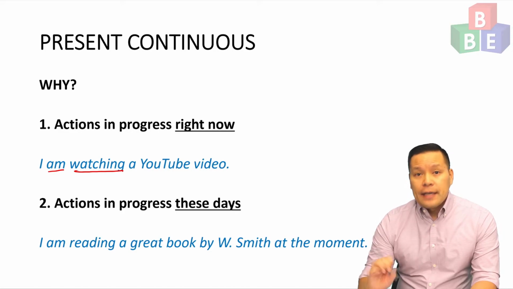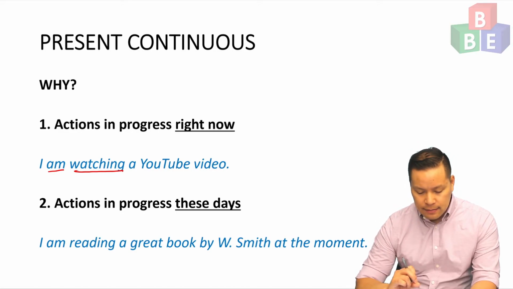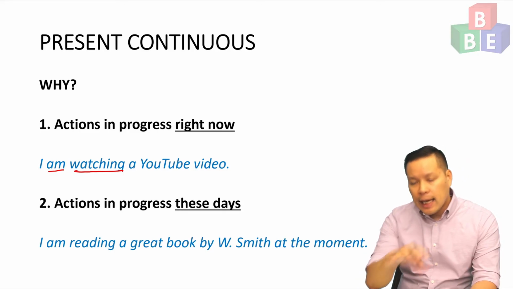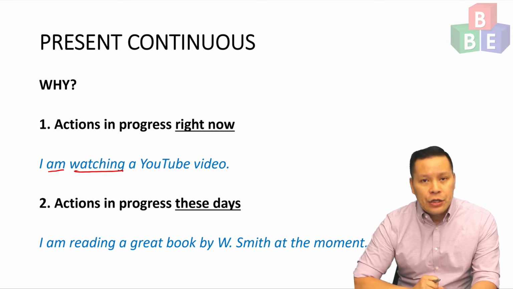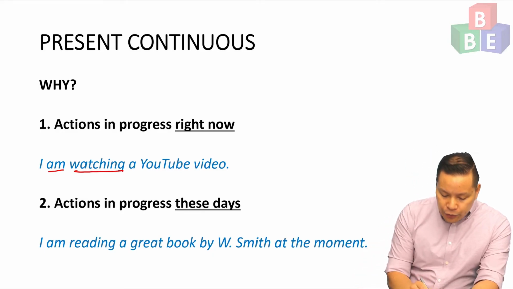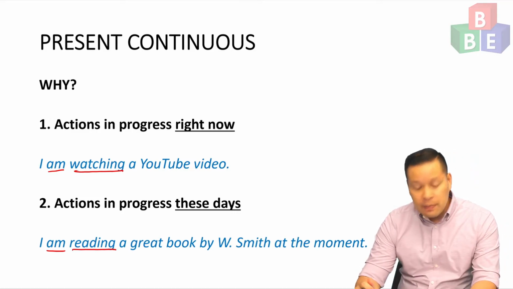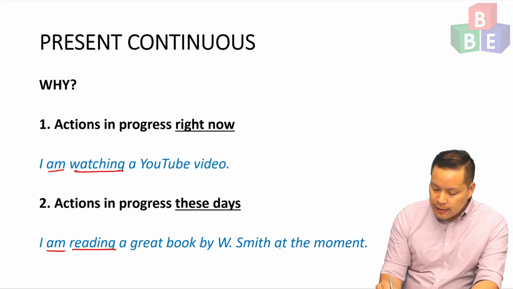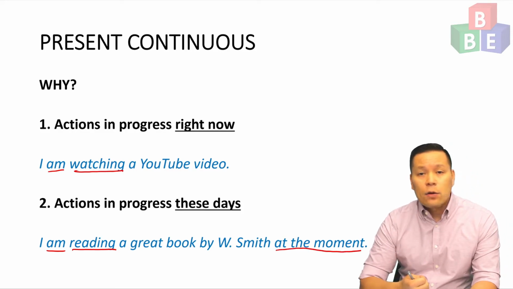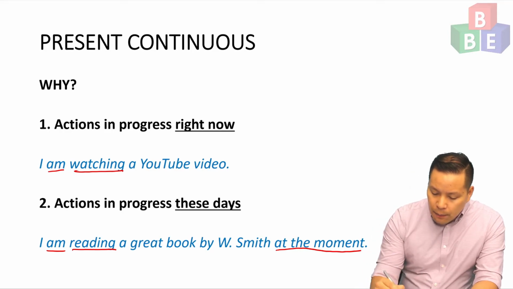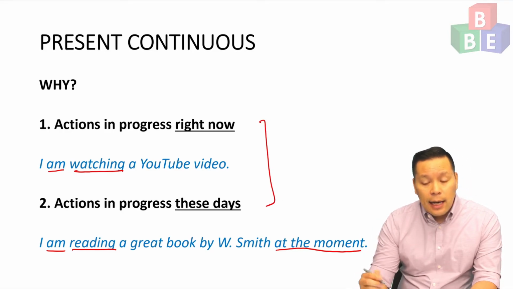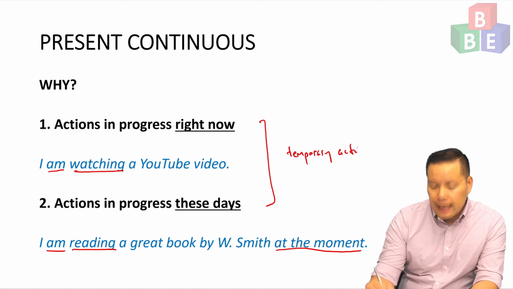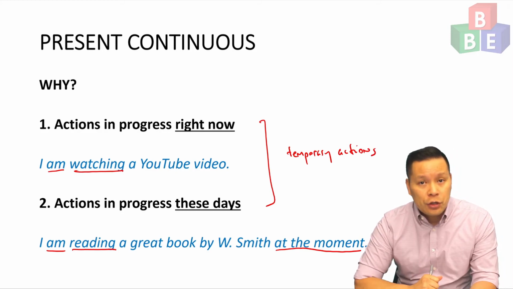actions in progress these days. What does it mean these days? It's not right now, but it's like before now and after now, but it is a temporary action. So for example, I am reading a great book by W. Smith at the moment. So often these sentences have a time phrase like at the moment or these days or nowadays. Both of these uses are what we call temporary actions. They are not permanent and they will finish sometime in the future.